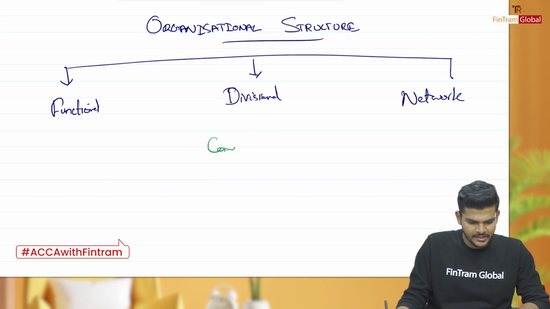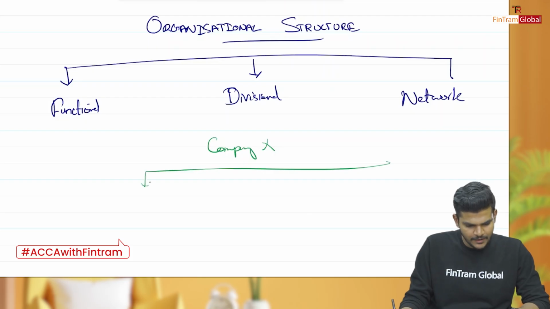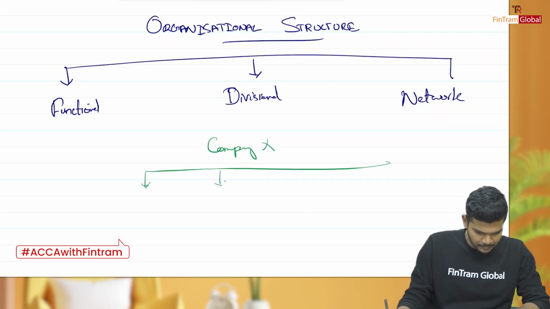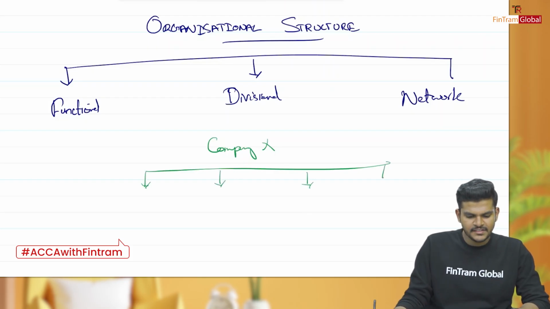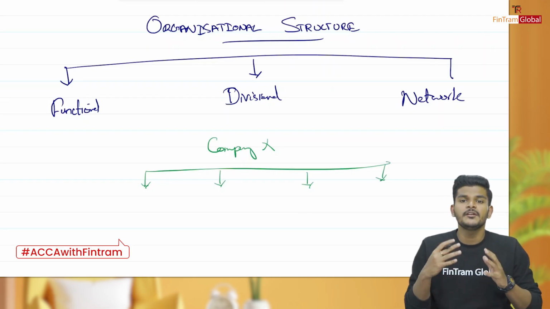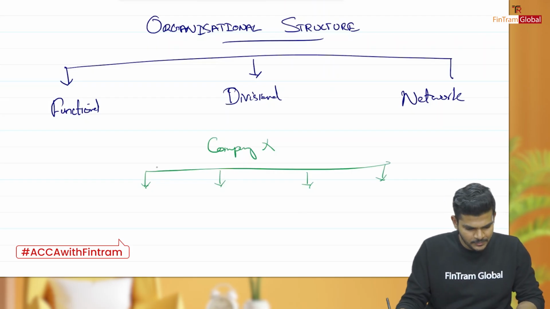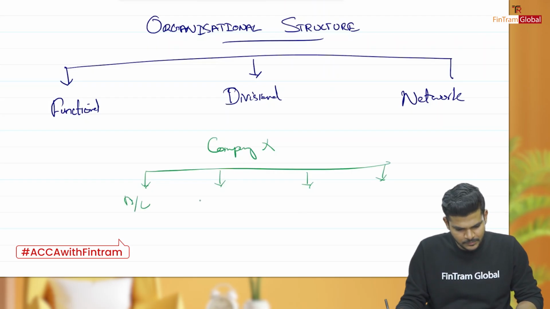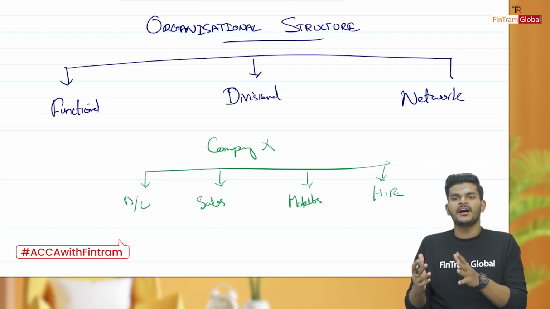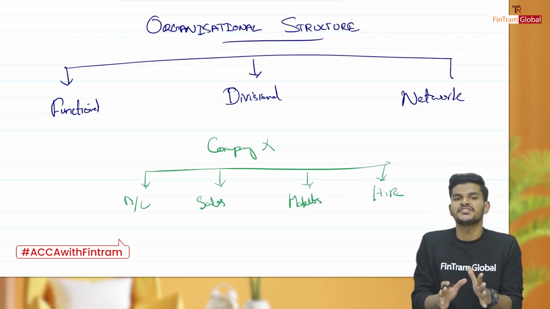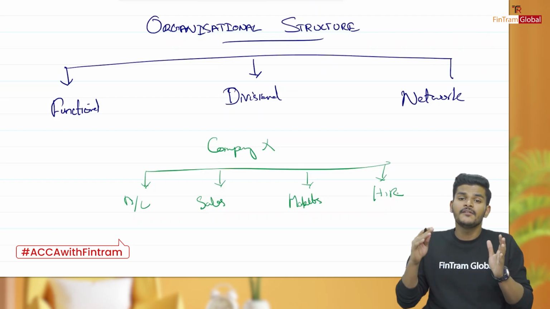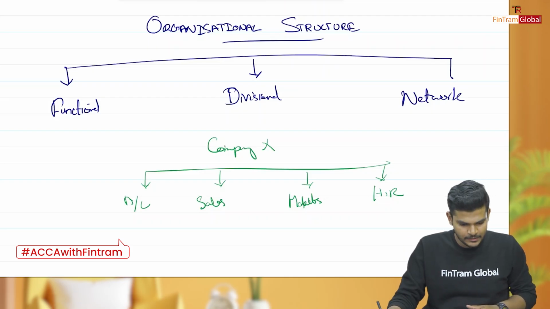There would be a company X, right? And company X would have several departments, right? And each of these departments would be a certain process or function, right? It would be, let's say, accounting, there would be sales, there would be marketing, there would be HR, right? So like this, there are different departments which are focused on a certain function of the organization. This is what a functional structure would look like, right?